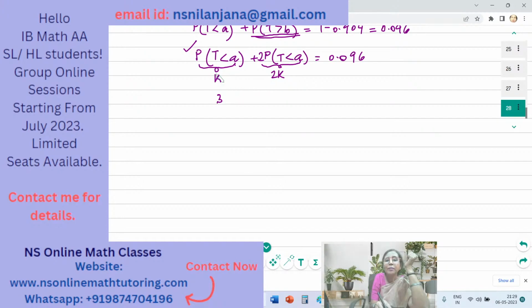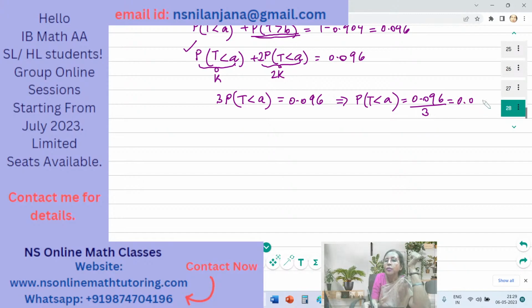I'm not writing k because in place of k, I'm writing probability of T less than A, is equal to 0.096, or probability of T less than A is equal to 0.096 over 3, which is equal to 0.032. 3 times 3 is 9 and 3 times 2 is 6.